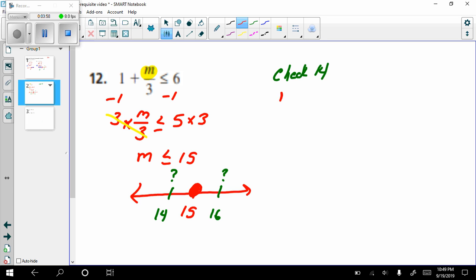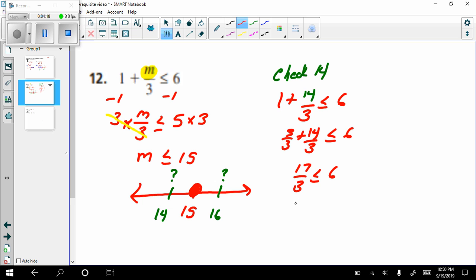This is going to be 1 plus 14 divided by 3 is less than or equal to 6. And let's solve. This is going to be 3 over 3 plus 14 over 3 less than or equal to 6. 17 over 3 less than or equal to 6. 17 over 3 is going to be, let's see, like 5.6-ish, less than or equal to 6. Yes, that is true. So what that is going to tell me is that my graph is going to go this way, and I am graphing everything that is to the left.